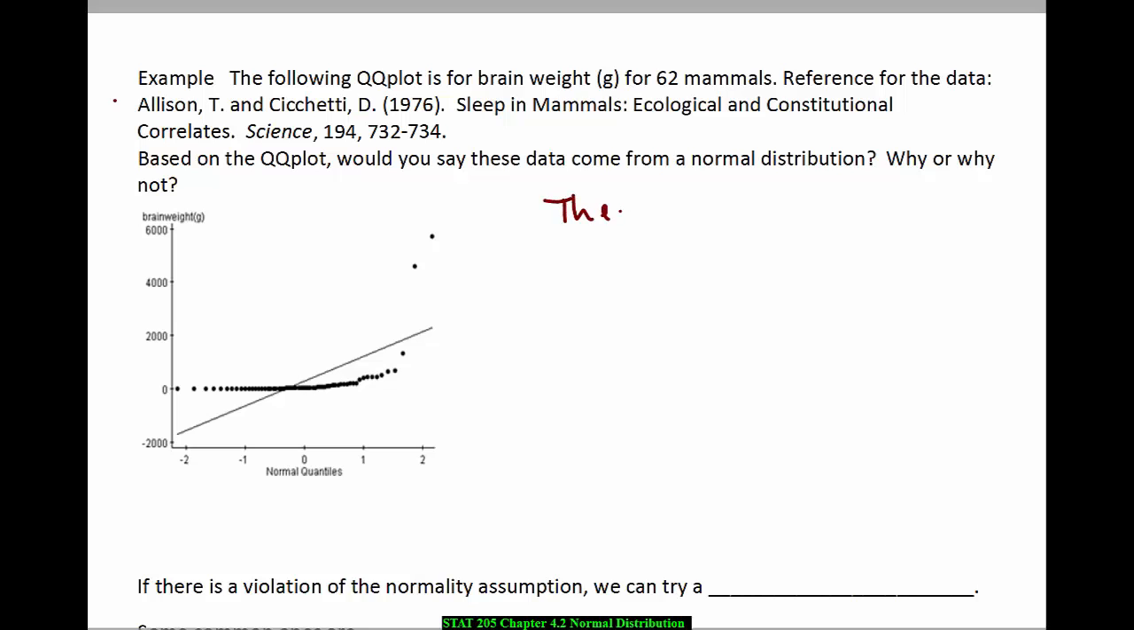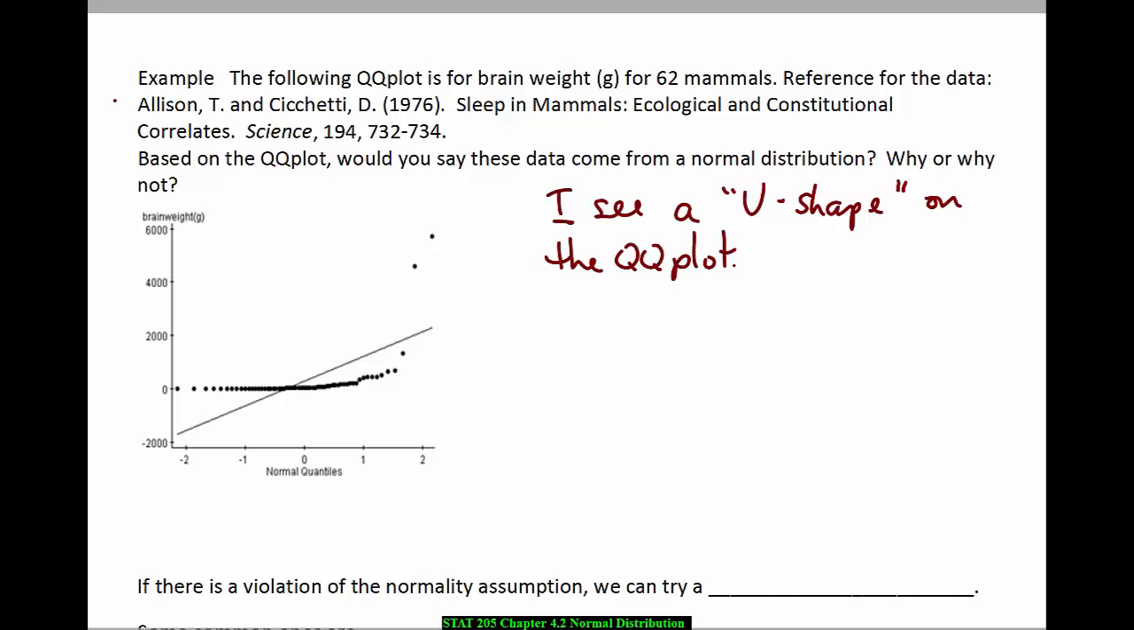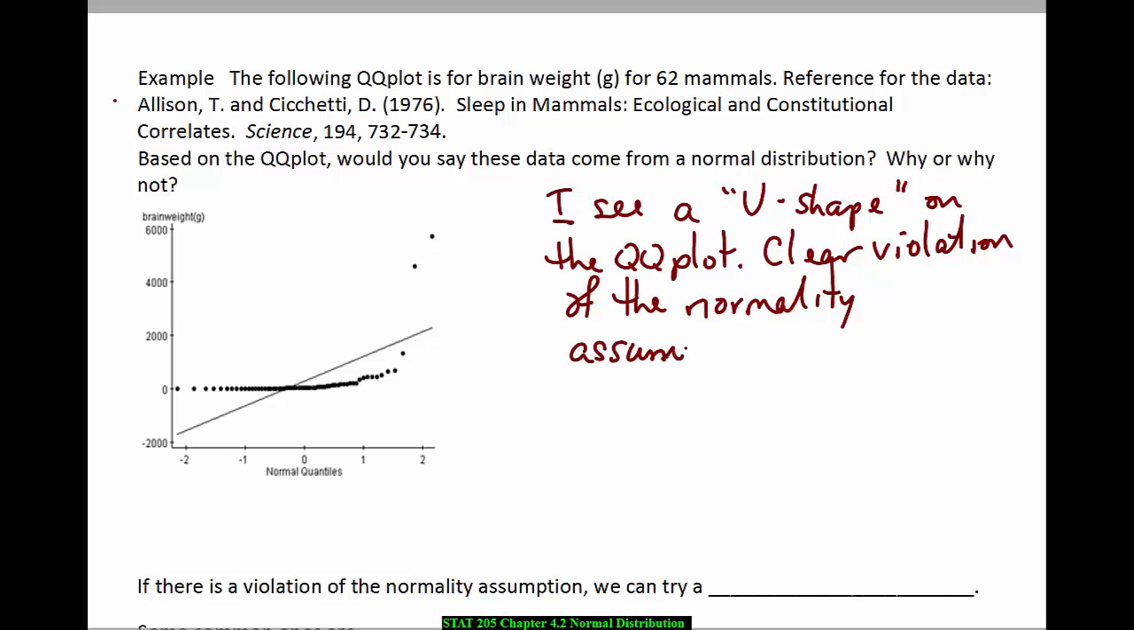So on this QQ plot, I see a U shape on the QQ plot. This is a clear violation of the normality assumption. These observations almost certainly did not come from a normal distribution.